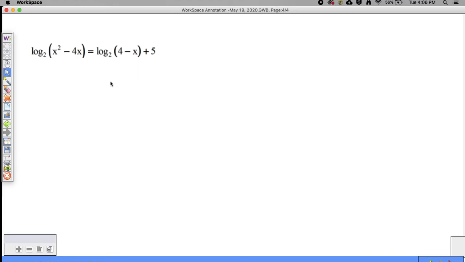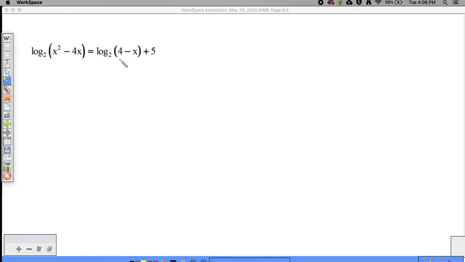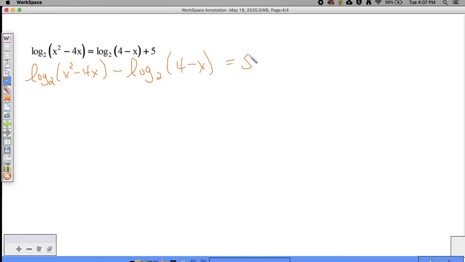All right. If you want to give this one a whirl, go ahead. Again, you have log base 2 equals log base 2 and then plus a 5. When you're in that position, your goal is to get all your logs to one side and then the number by itself. So I'm going to move this term over to the other side. I'll change my color to naranja. So we have log base 2 of x squared minus 4x minus log base 2 of 4 minus x is equal to 5.